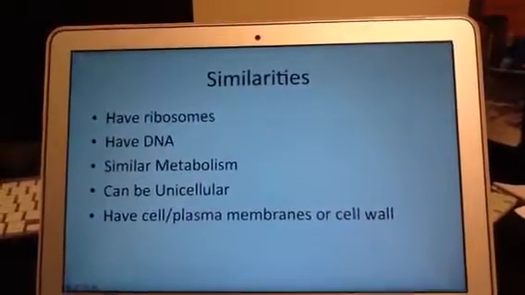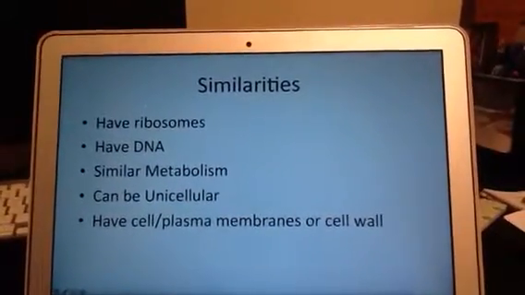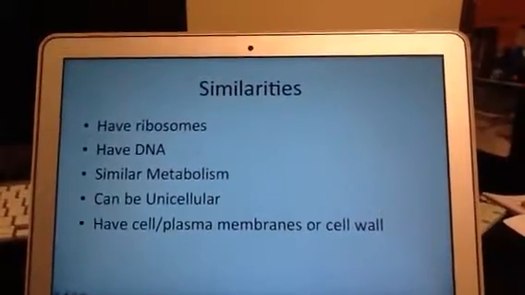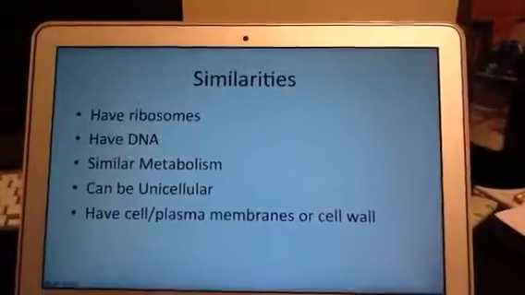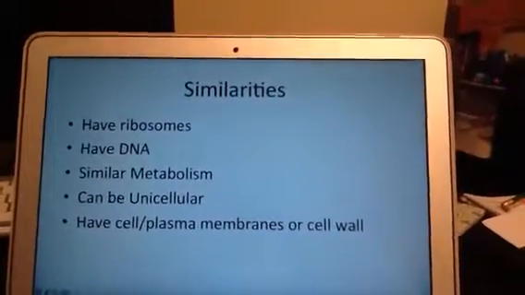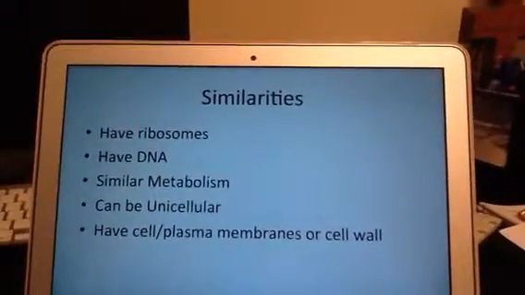Then some similarities between prokaryote cells and eukaryote cells would be: both of them have ribosomes, both have DNA, they have similar metabolism, they can be unicellular, they have a cell plasma membrane or cell wall. For example, plants have a cell wall.